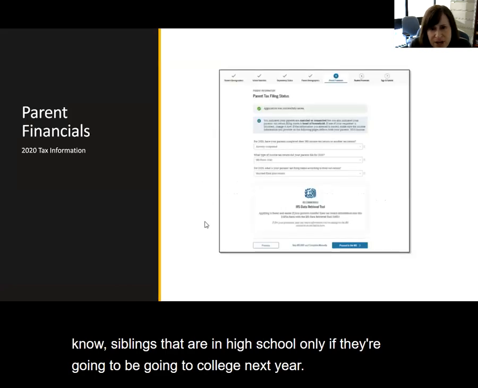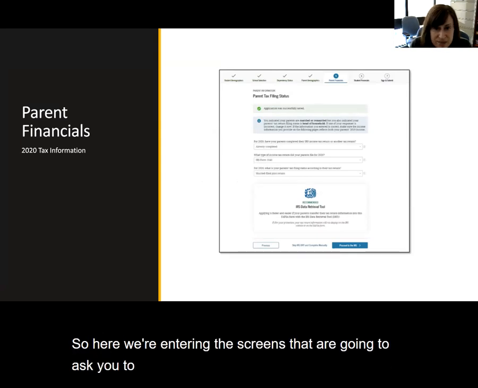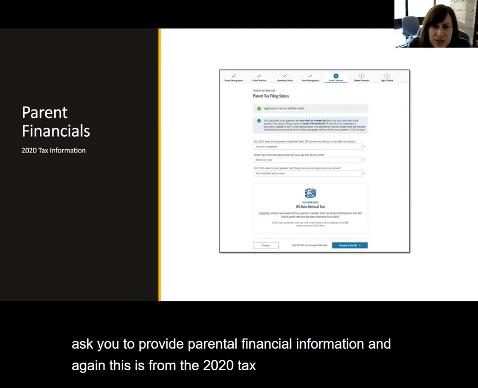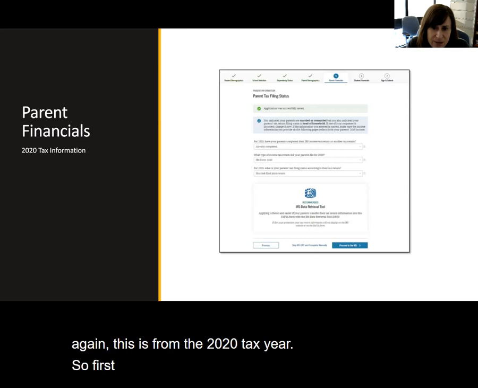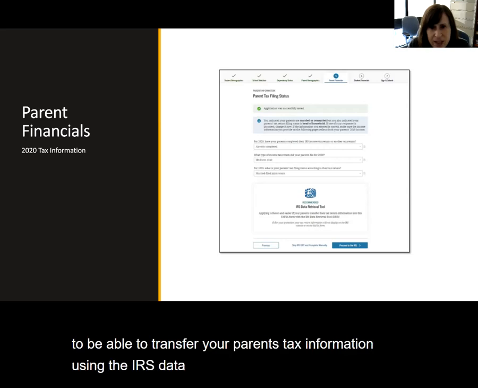So here we're entering the screens that are going to ask you to provide parental financial information. And then again, this is from the 2020 tax year. So first of all, if you are lucky enough to be able to transfer your parents' tax information using the IRS data retrieval tool, we recommend you do that because it's the easiest thing to do.